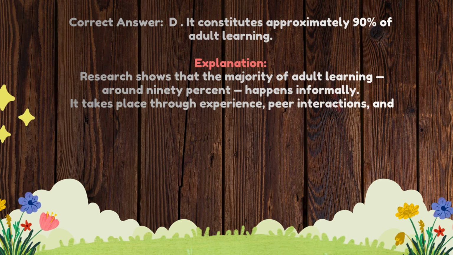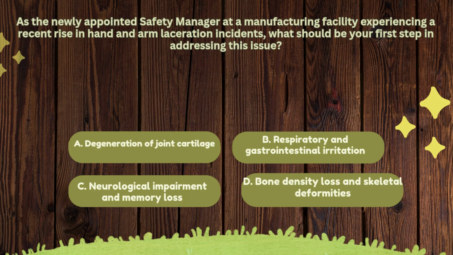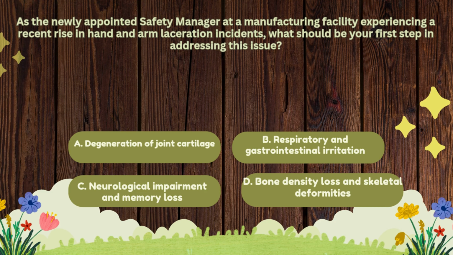As the newly appointed safety manager at a manufacturing facility, experiencing a recent rise in hand and arm laceration incidents, what should be your first step in addressing this issue? Option A. Retrain all workers in hand and arm safety. Option B. Purchase additional personal protective equipment and enforce usage. Option C. Conduct a root cause analysis. Option D. Carry out a training needs assessment.